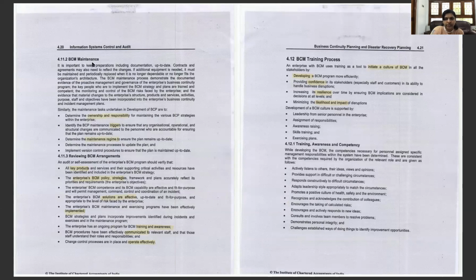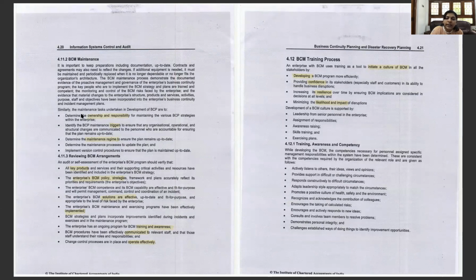Next is maintenance. You have already seen it before. Same thing, we are going to be repeating it here. It has to be updated because it should reflect the current changes, and we should have a change management process. If it's not updated, it's going to be obsolete one day.